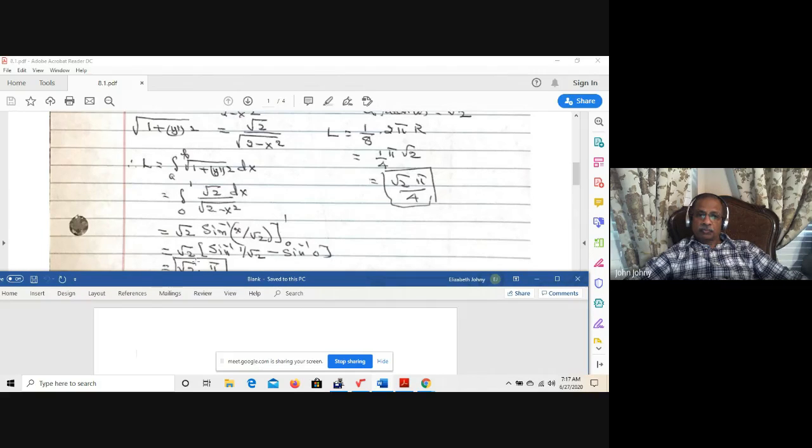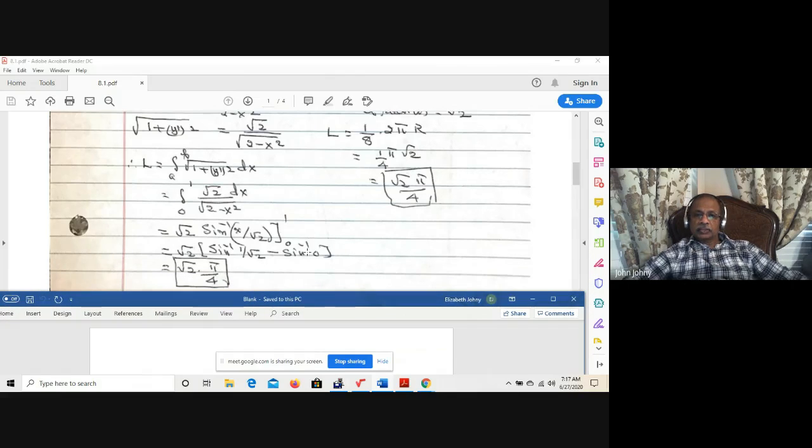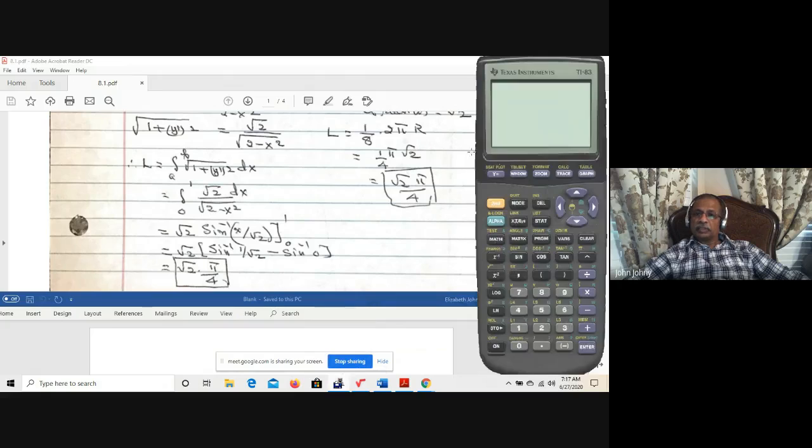That is square root of 2 times sine inverse of 1 over square root of 2 minus sine inverse of 0. Sine inverse of 1 over square root of 2 is pi over 4. If you are not sure, you may use the calculator to verify it. Keep the calculator in degree mode, because radian mode is not easy to handle.